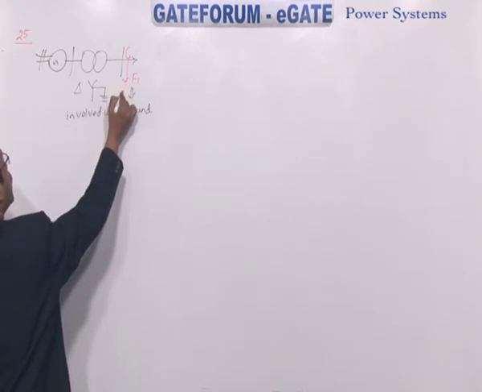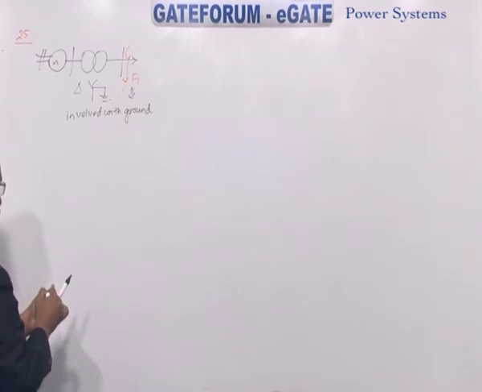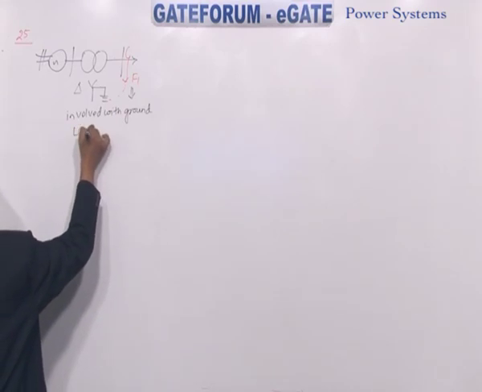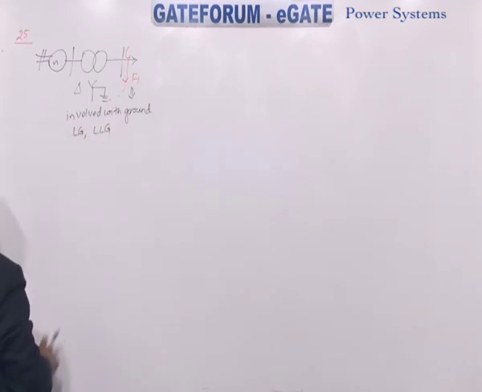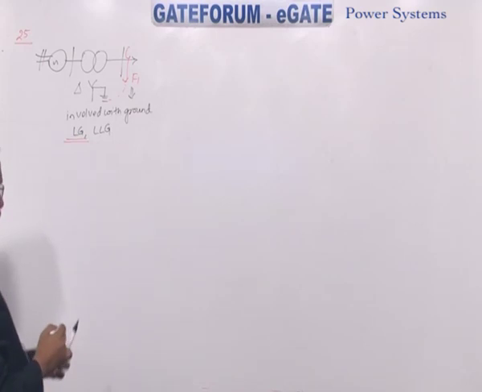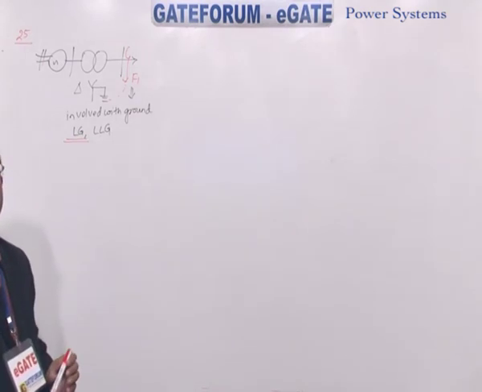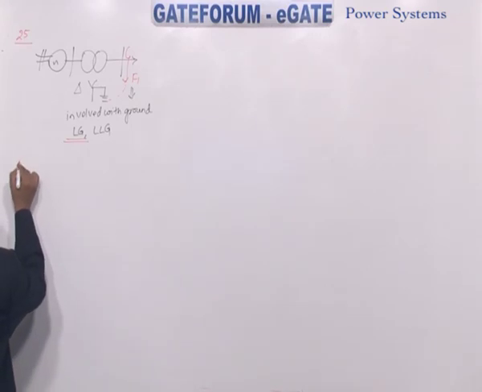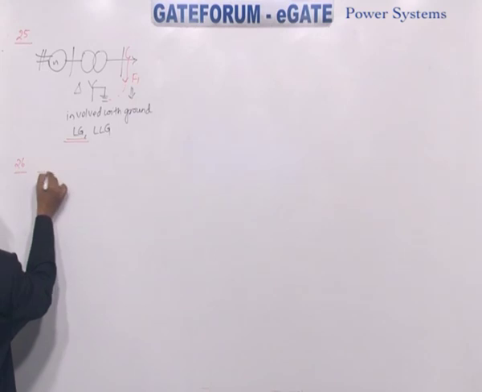So what is the fault involving ground that occurs most commonly? LG fault and double LG fault are the options. The most commonly occurring fault involving the ground is the LG fault. So the fault F1 refers to an LG fault.